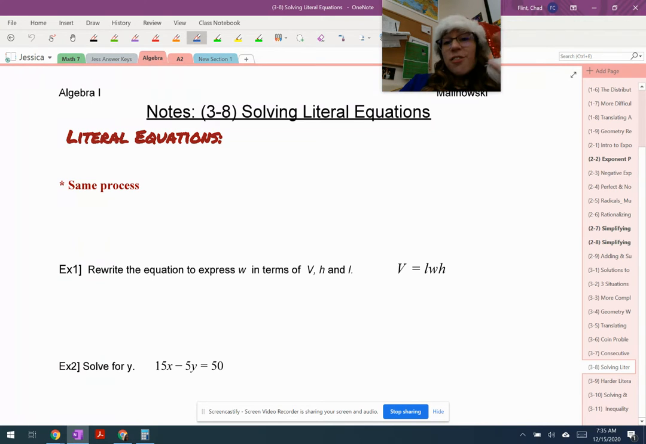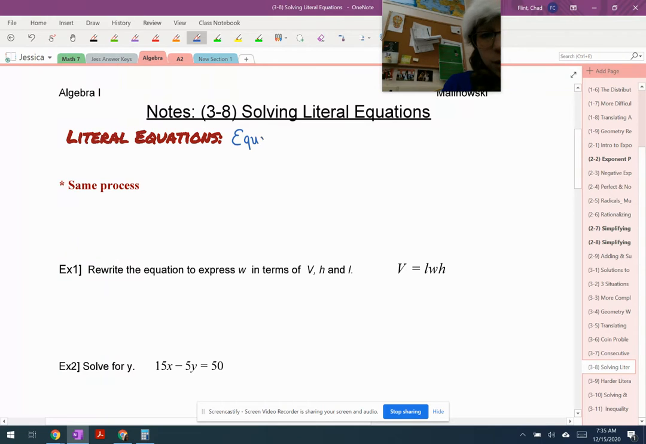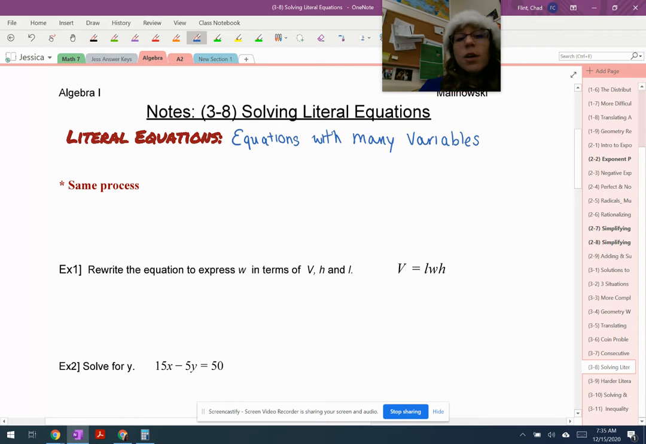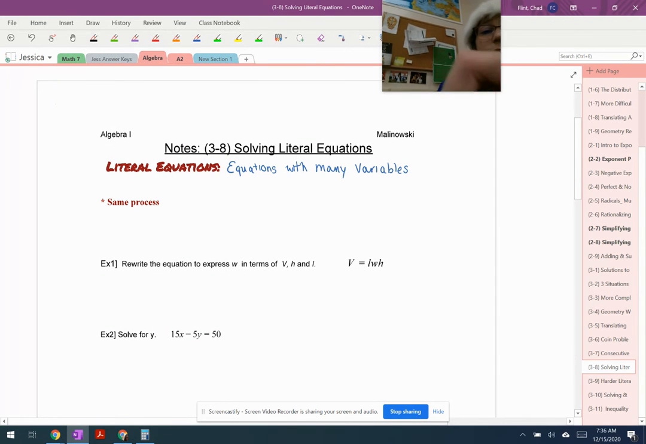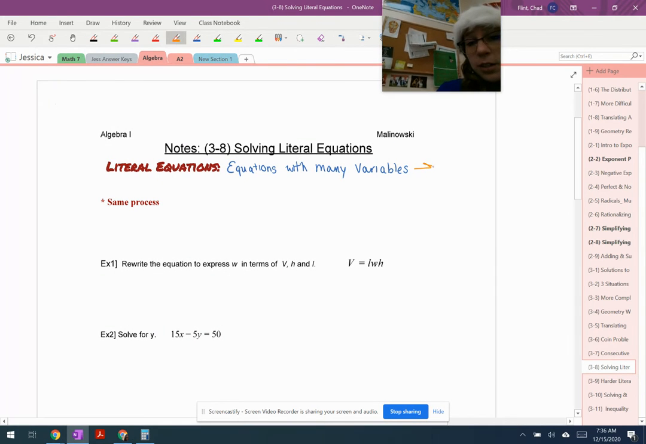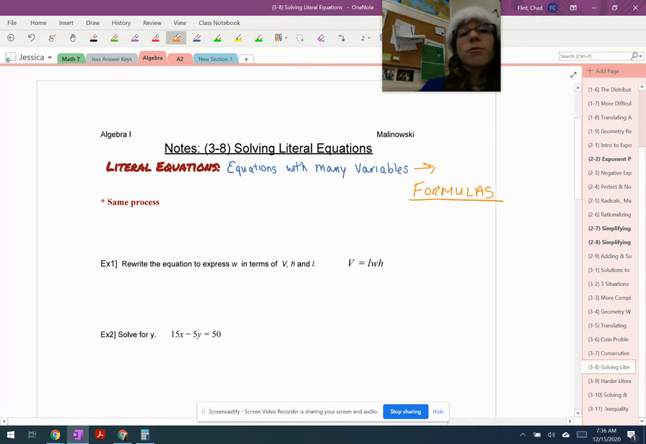Lesson 3-8, solving literal equations. More solving equations. Shocking in the equation solving unit. So literal equations are simply just equations with many variables. They're just equations with many variables, which are basically the same exact thing as formulas. That's really what you're more familiar with them as.